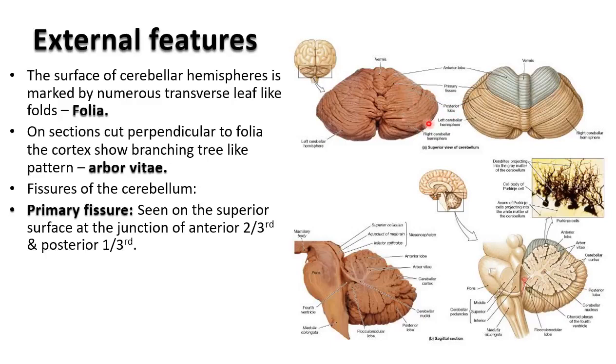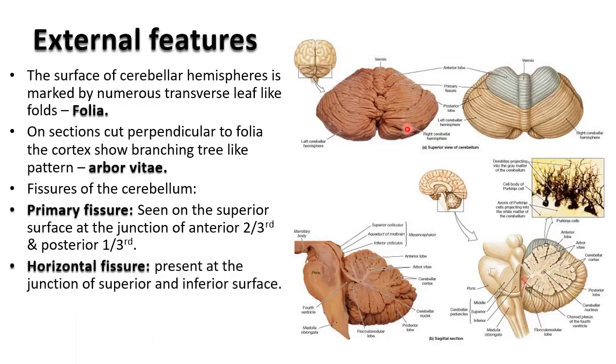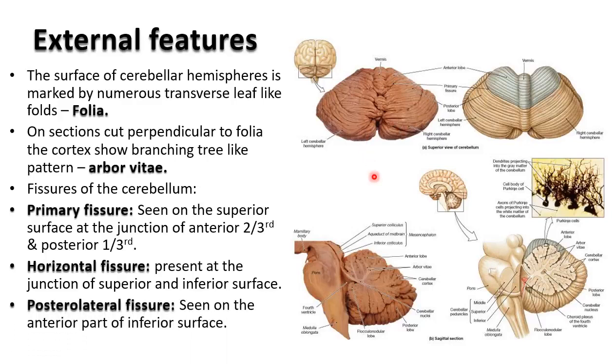The next fissure is the horizontal fissure, present at the junction of the superior surface and inferior surface. It is not functionally important. It only helps to demarcate the superior surface from the inferior surface. Then one more fissure is the posterolateral fissure, seen on the inferior surface.